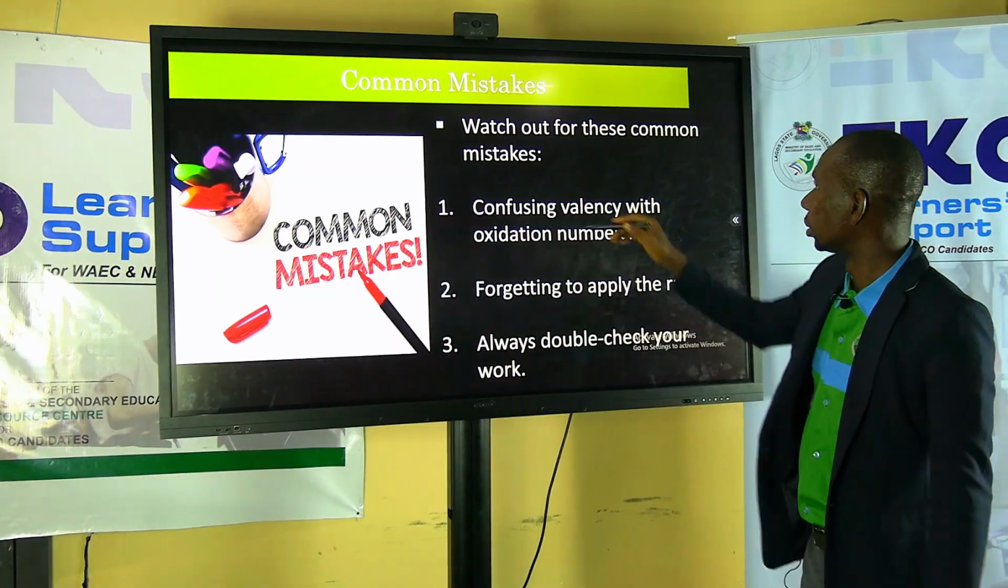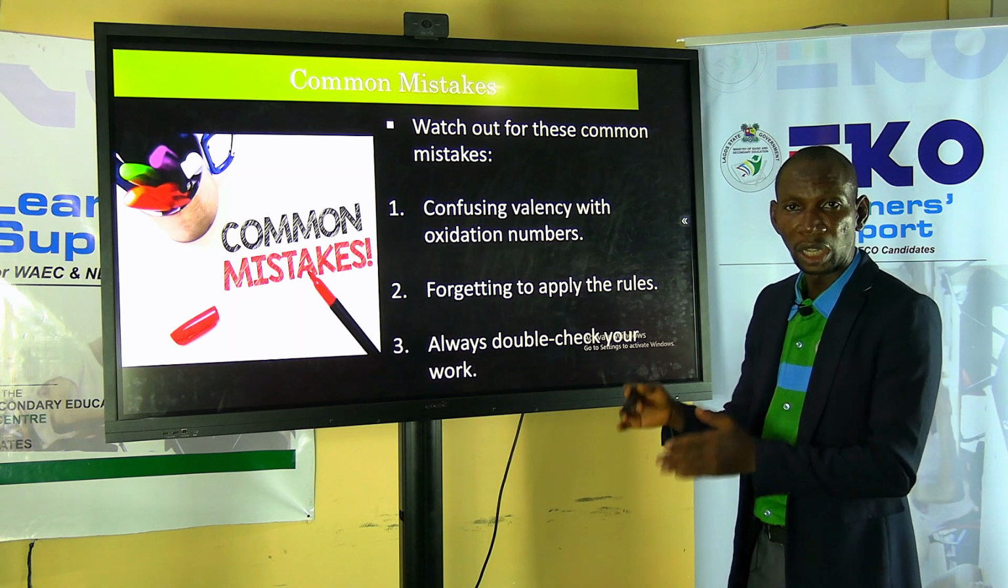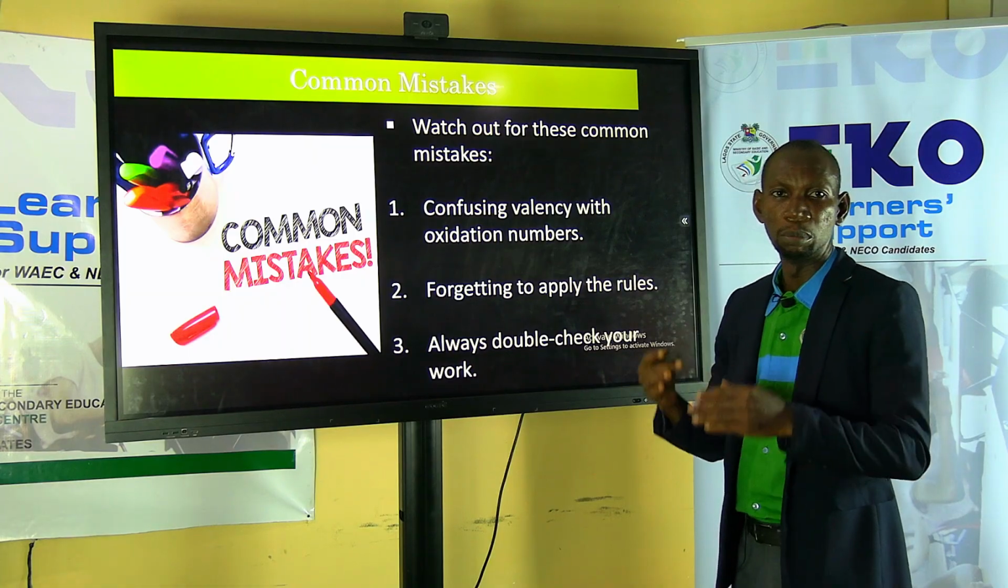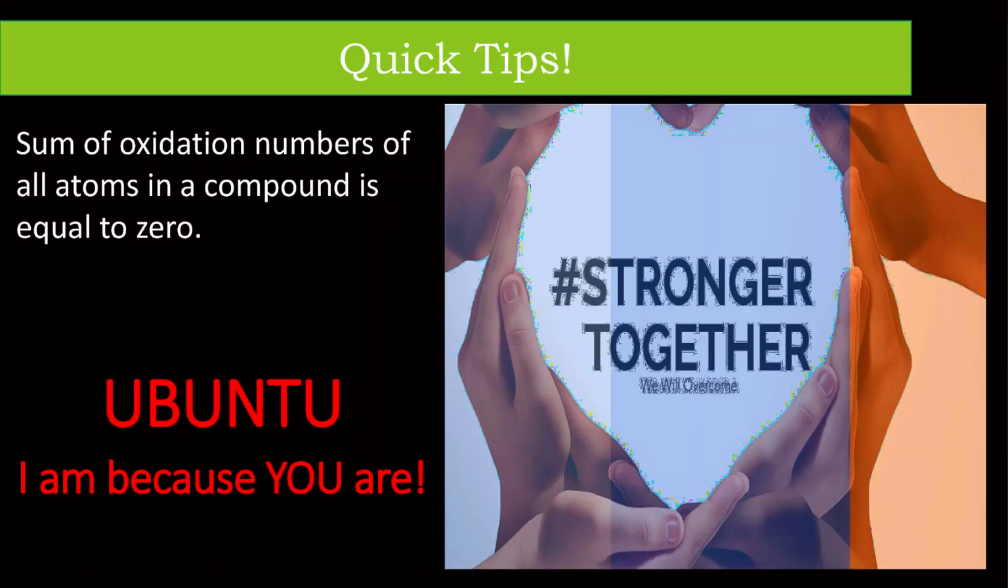That's the green light. So these are some common mistakes that you need to watch out for. One is confusing valency with oxidation number. They are never the same. Two, forgetting to apply the rules. No rules, no way, no answer. Three, always double check. Even after doing the calculation, check and be sure that everything is intact. These are the quick tip for you there, that the sum of oxidation numbers of atoms in a compound is equal to 0.